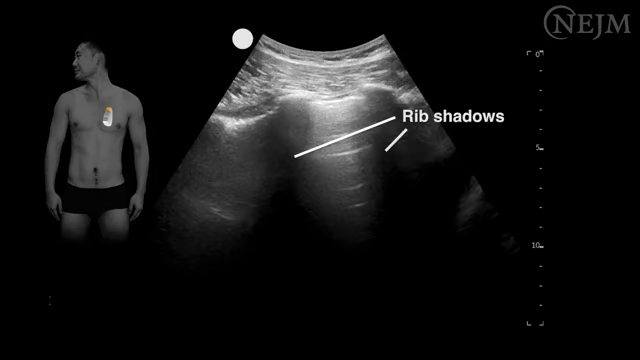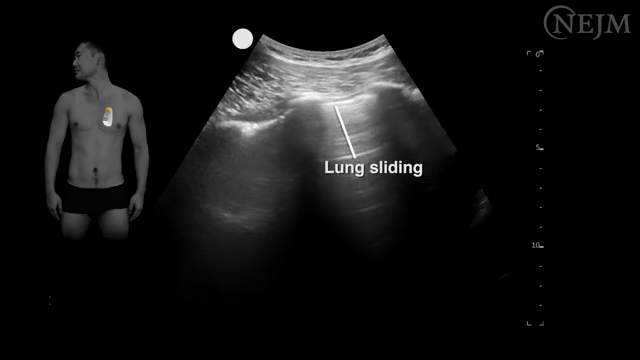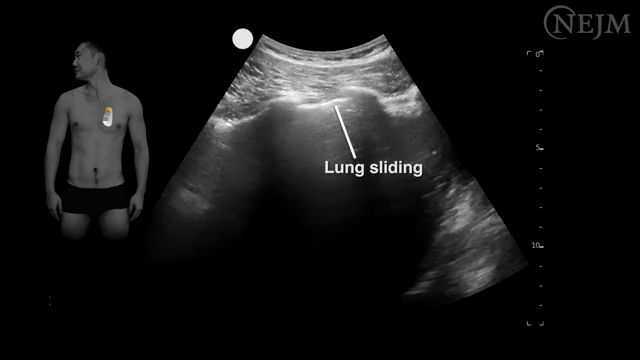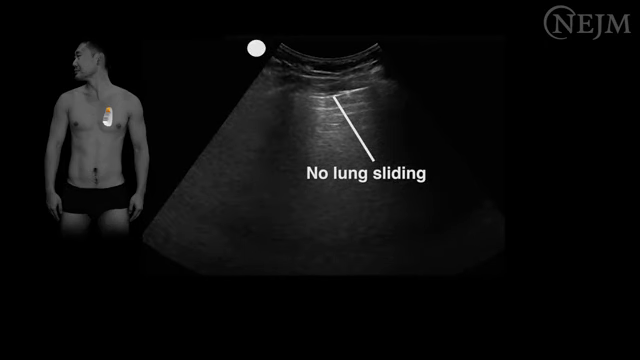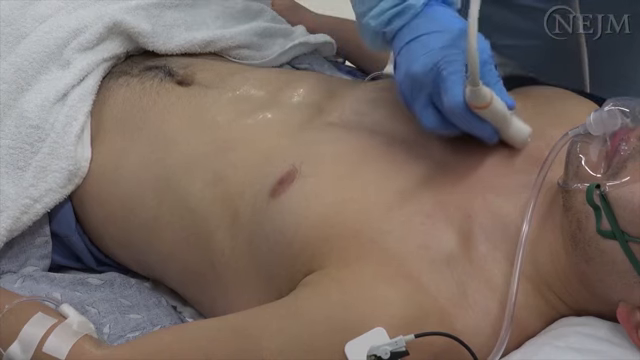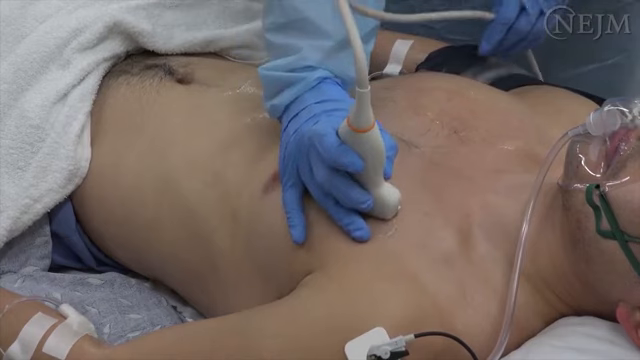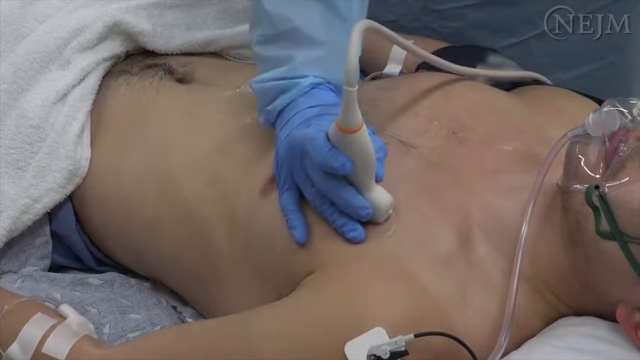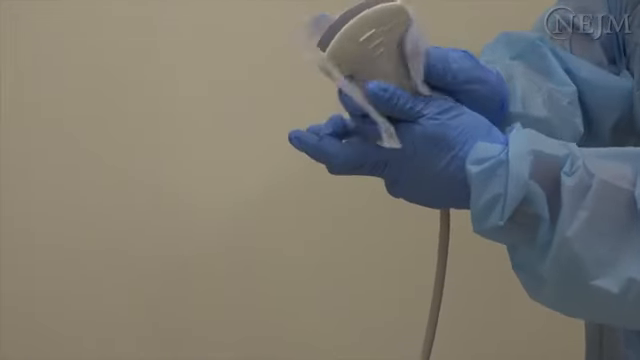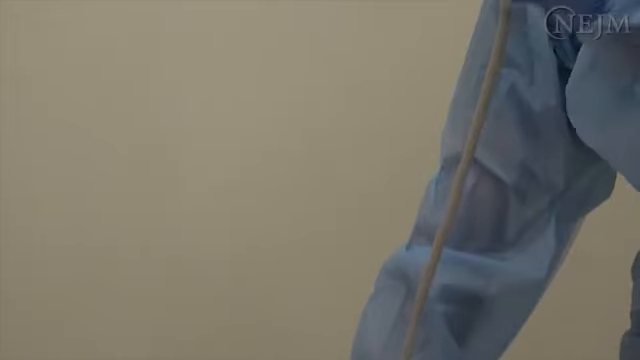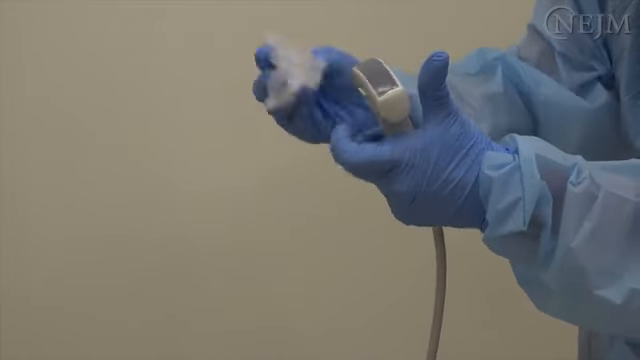Locate the ribs, rib shadows, and pleural line. Look for lung sliding, which is movement of the visceral and parietal pleura against one another during respiration. The absence of lung sliding may indicate pneumothorax, which is a disruption of the serosal membranes by the presence of air. Obtain images of the anterior thoracic cavity on both the right side and the left side to evaluate for pneumothorax bilaterally. On completion of the EFAST examination, disinfect the ultrasound probe and machine in accordance with the guidelines for low-level disinfection from your institution or the Centers for Disease Control and Prevention.